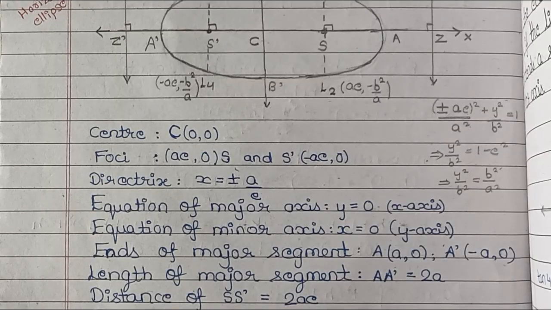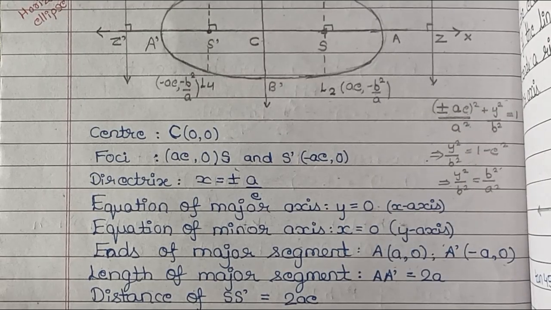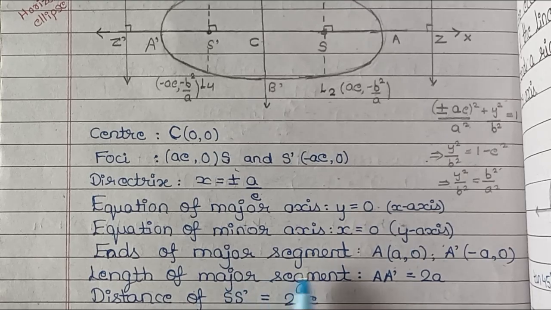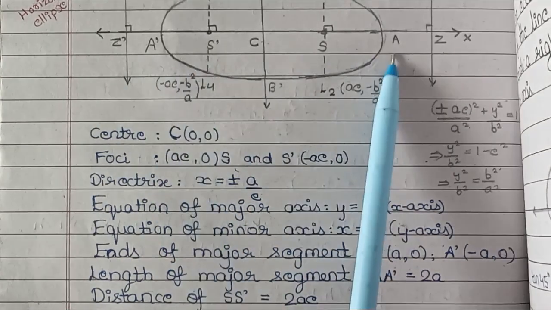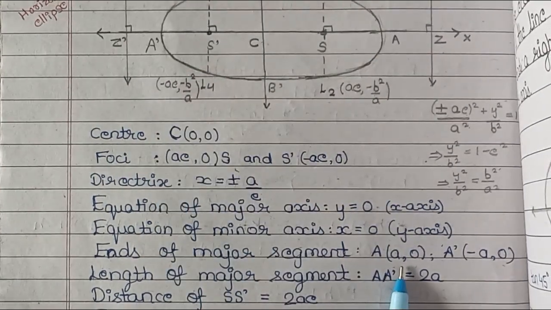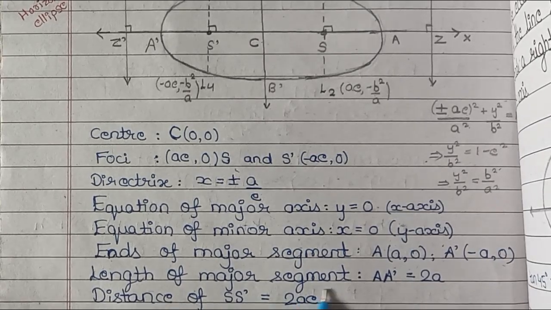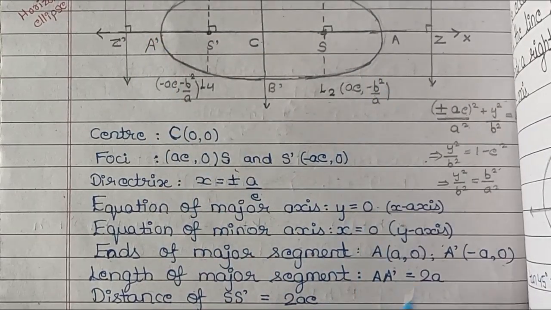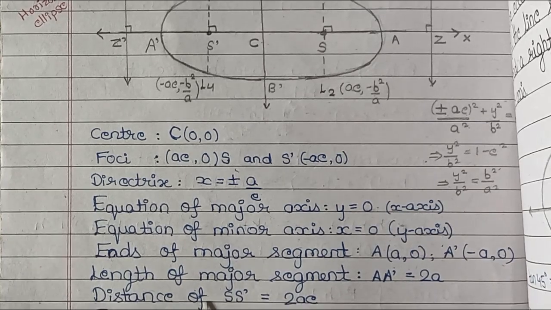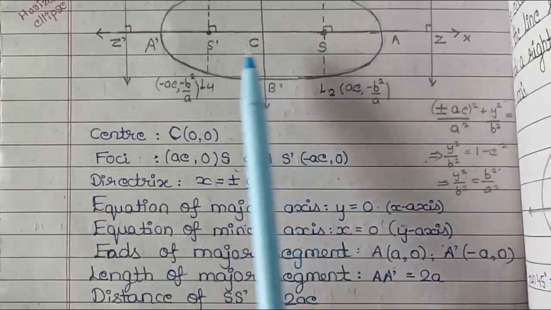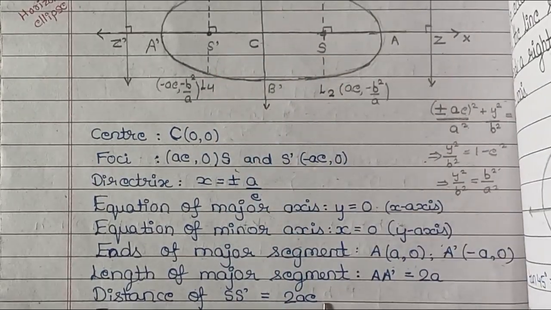The equations are done. So now the ends of the major segment, which are A and A dash, are a comma 0 and minus a comma 0. The length of the major segment A A dash will be 2a. The distance S S dash, which is the distance between the foci, is 2ae.